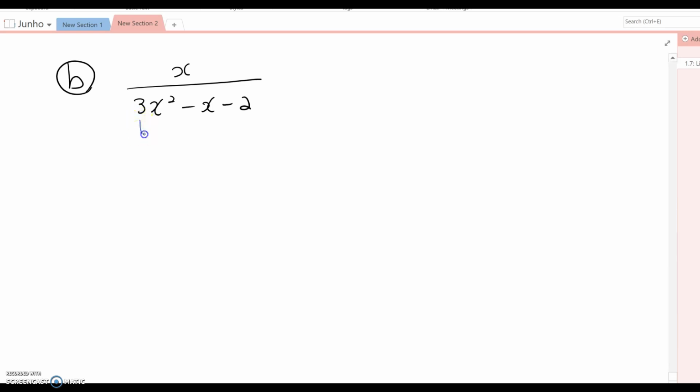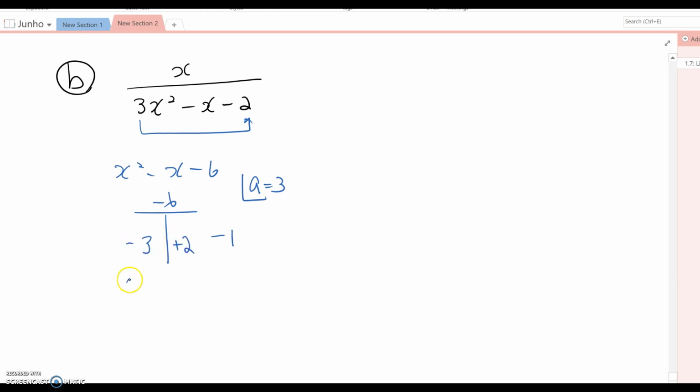So first of all, you move this to here. So this becomes x squared minus x minus 6, and then don't forget a equals 3. And then you just factor this one: multiply two factors to get negative 6, and the sum is negative 1. So we know the two factors are negative 3 and positive 2. Therefore it becomes x minus 3 over 3, and then x plus 2 over 3.